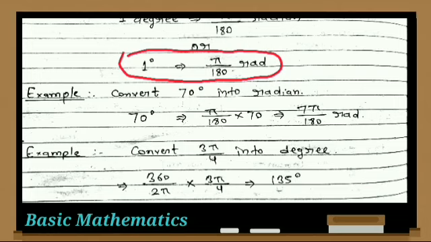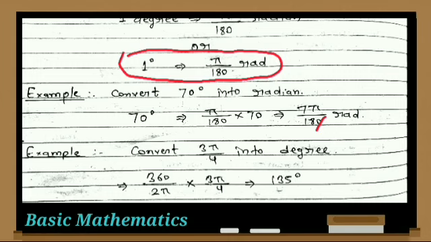And we have taken two examples here. The first example is to convert 70 degree into radian. How can you calculate it? You know 1 degree is equal to pi upon 180 radian. So you multiply 70 by pi upon 180, and you will get 70 pi upon 180. Here the 0 will cancel. The answer is 7 pi upon 18 radian.